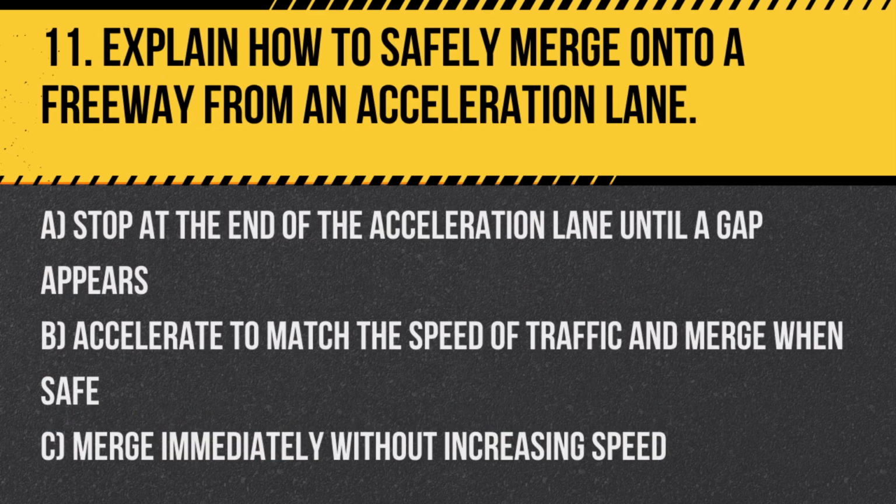Question 11. Explain how to safely merge onto a freeway from an acceleration lane. A. Stop at the end of the acceleration lane until a gap appears. B. Accelerate to match the speed of traffic and merge when safe. C. Merge immediately without increasing speed.